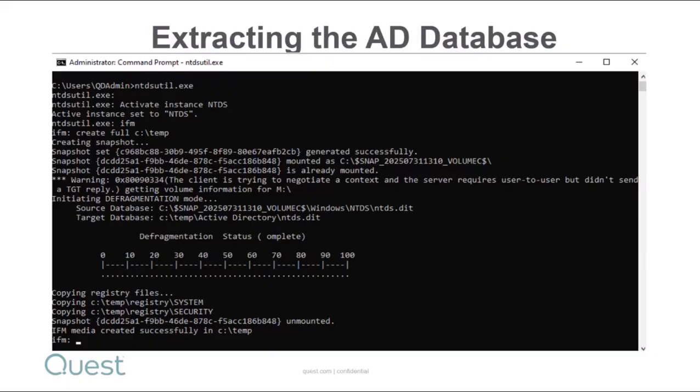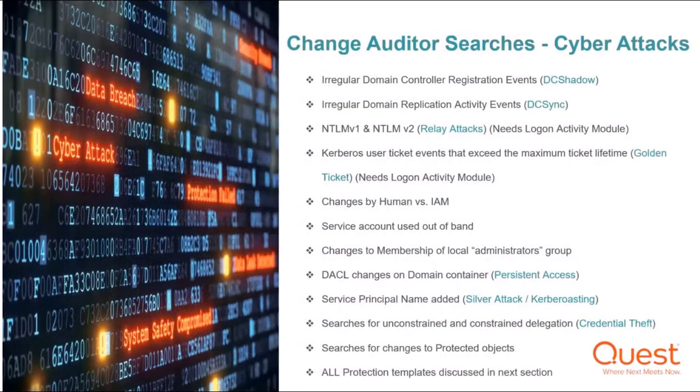Let's go on to the next slide. So this slide basically shows you the capabilities out of the box with Change Auditor. We have the ability to look at DC Shadow events, DC Sync events, golden ticket expiration type events, as well as Kerberoasting. As you can see, it's a pretty extensive list, but Change Auditor has the ability to search and alert on all these types of events.